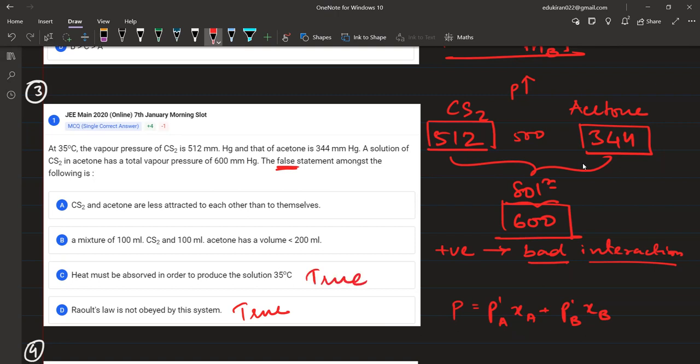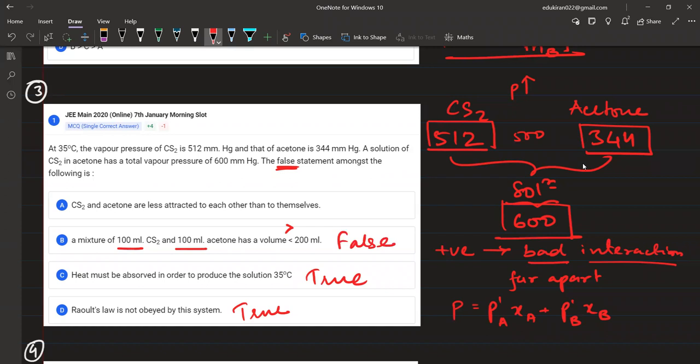Now since they have bad interaction, they will be far apart. If they are far apart, then for a mixture of 100 ml of CS2 and 100 ml of acetone, if you mix them together and the solution is going to be far apart, their volume will be what? Their volume will be greater than 200 ml, not less than 200. So this is a false statement.